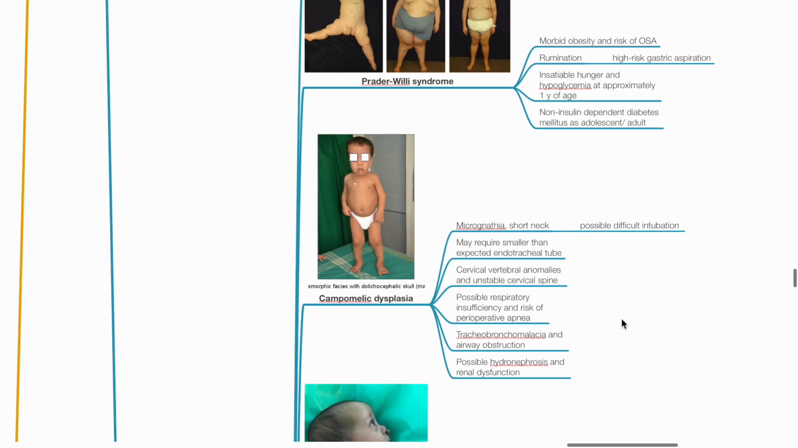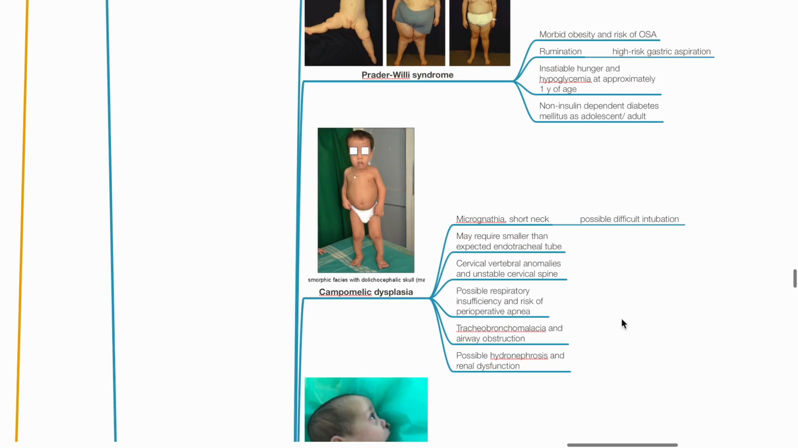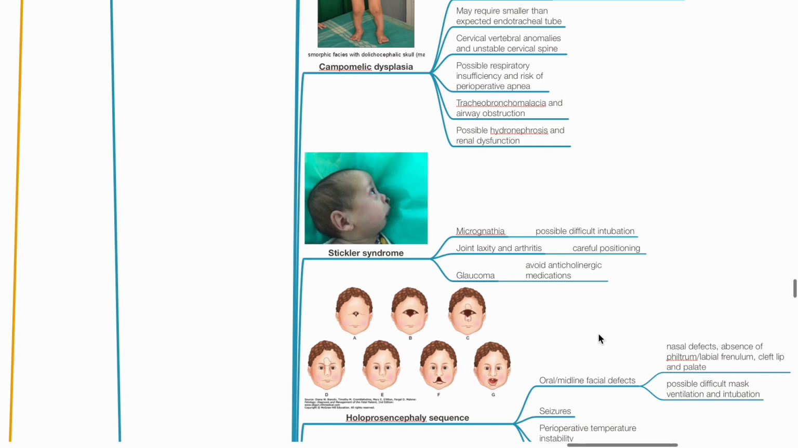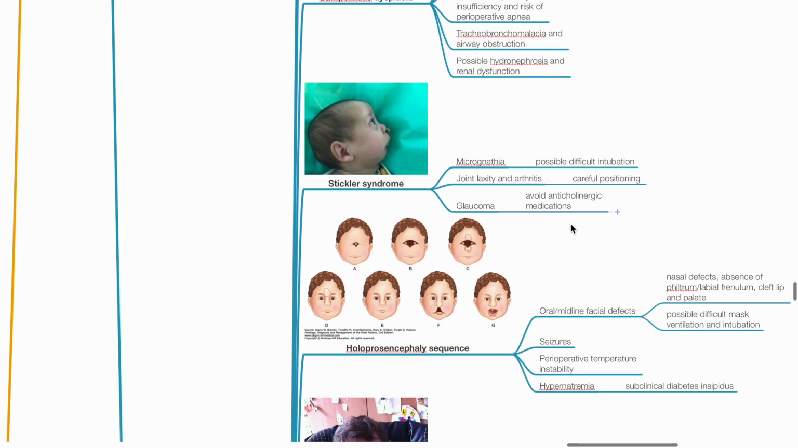Campomelic dysplasia. Features include micrognathia, short neck. The patient may require a smaller than expected endotracheal tube. Cervical vertebral anomalies, unstable cervical spine, possible respiratory insufficiency, risk of perioperative apnea, tracheobronchomalacia, airway obstruction, possible hydronephrosis and renal dysfunction. Stickler syndrome. Features include micrognathia, joint laxity and arthritis, and glaucoma. Avoid anticholinergic medications.